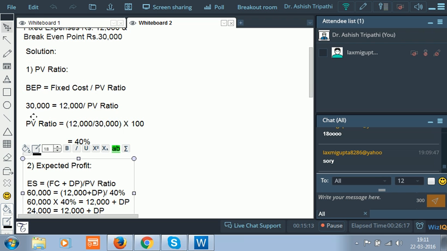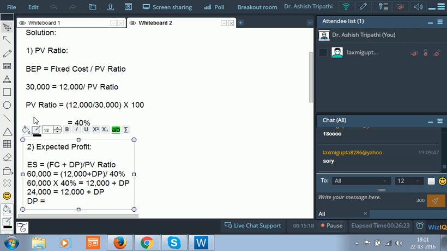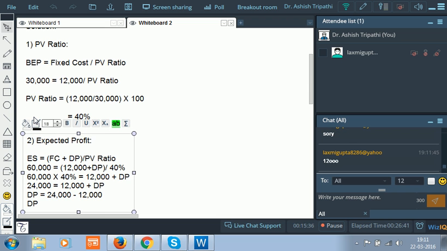So now we can say divisible profit is equal to 24,000 minus 12,000. Therefore, yes, now you are correct. Divisible profit, or you can say expected profit, is rupees 12,000.